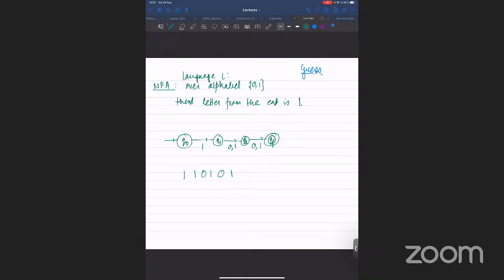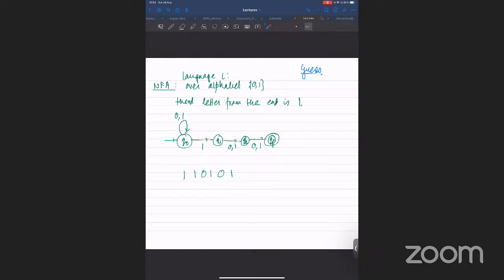So what can I do, Vikram? I can add a loop here with the 0 and the 1, right? Correct? Very good. So I'm adding a loop here with the 0 and the 1. And you see now this non-deterministic automaton, what it will do, it will loop until it reaches this point, it will just keep looping here. And then when it sees this one, it will take this transition and then it will take this transition, right?